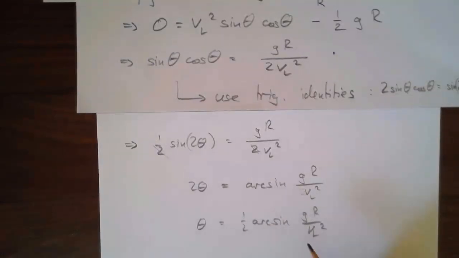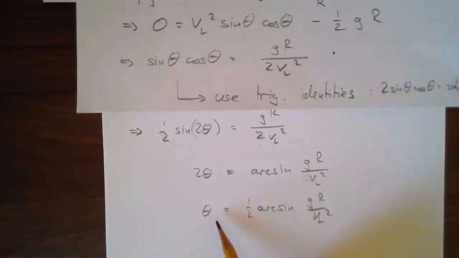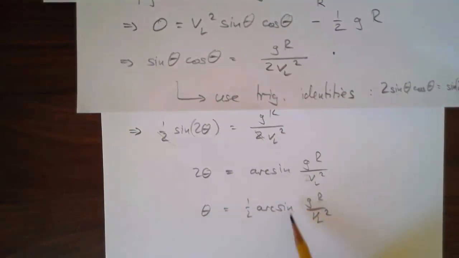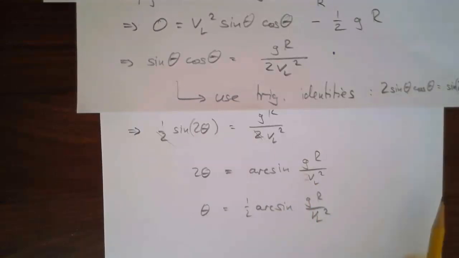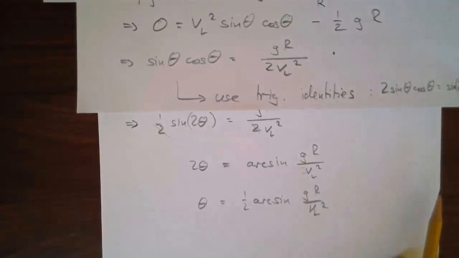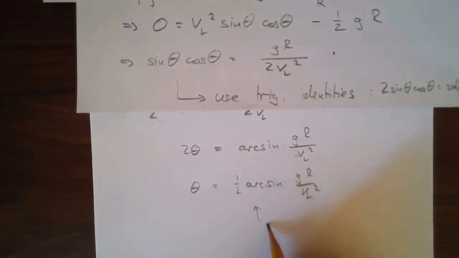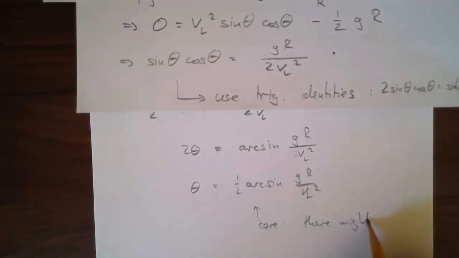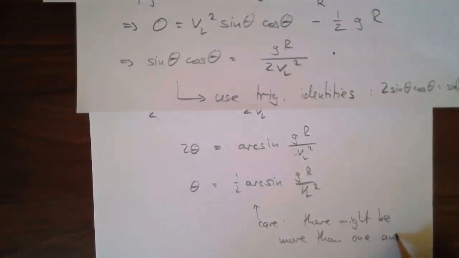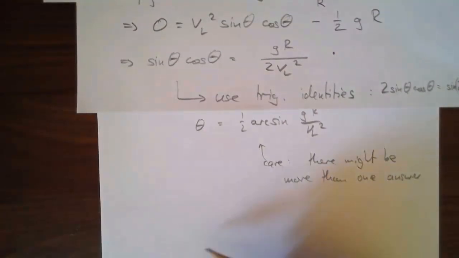Alright. Now, the thing to note here is that when you take the arc sine, you often lose some information, right? Because there's more than one angle that gives you the same sine. So take care, there might be more than one answer, right? Because let's look at the sine function.